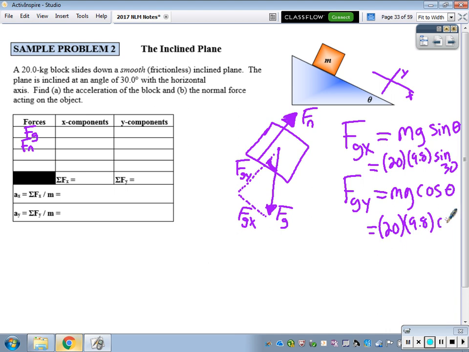Oh, one more thing to add to this. For reasons we will see in a minute, when you're going to plug in G for these problems, you will just plug in 9.8. Do not plug it in as negative 9.8. We will assess the direction in a minute. So we'll just do 20 times 9.8 times the sine of 30, and 20 times 9.8 times the cosine of 30.